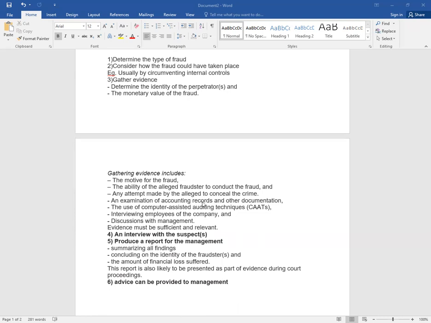An examination of accounting records and other documentation, and the use of computer-assisted auditing techniques, the CAATs, to discern trends, etc. So gathering evidence includes interviewing employees of the company and holding discussions with management. The most important thing when you're gathering evidence, because it has to be admitted in a court of law, is that it must be sufficient and relevant. Very important, please gather enough evidence.